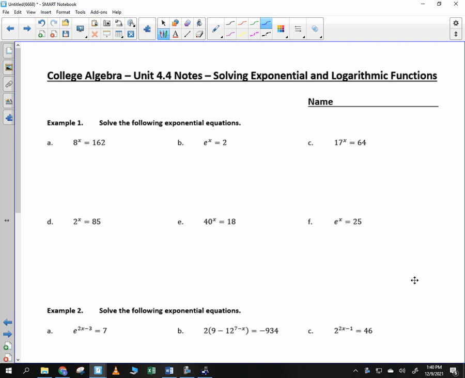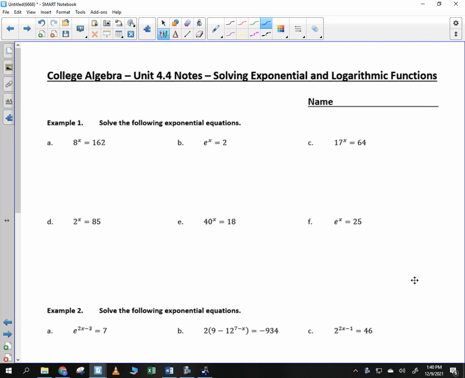8 to what power is 162? Somebody, what power do we take 8 to get 162? 3, very good. So we all know that that's false, right? Because everybody knows that 8 to the third power is actually 512, right? So then what is it? Yeah, exactly. That's the question we're trying to answer.